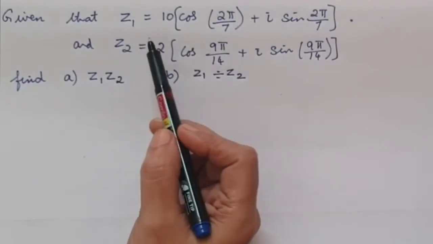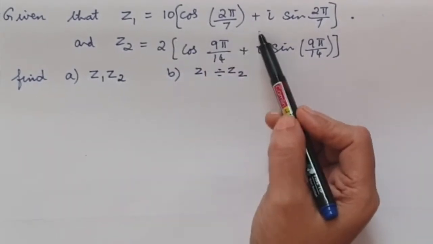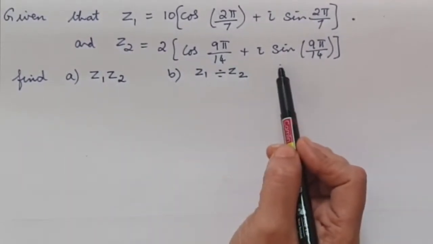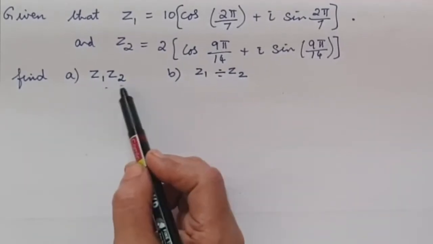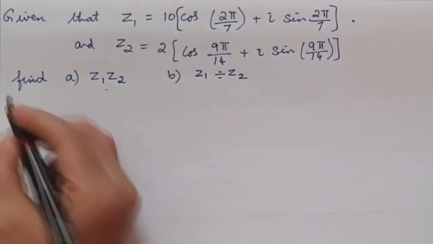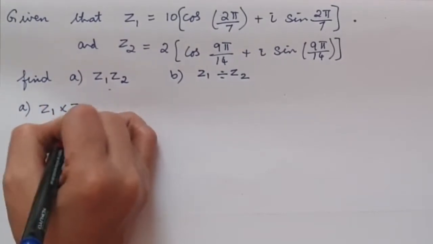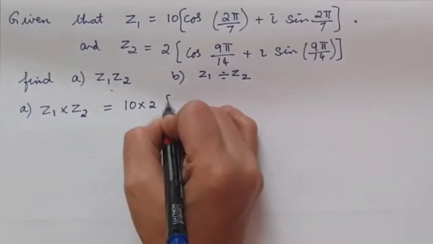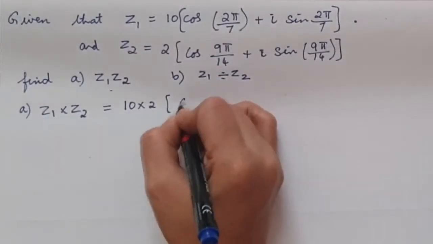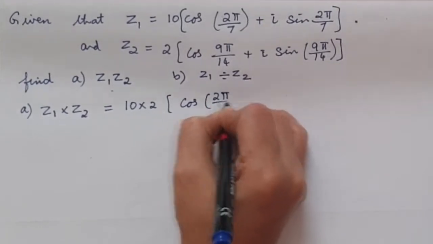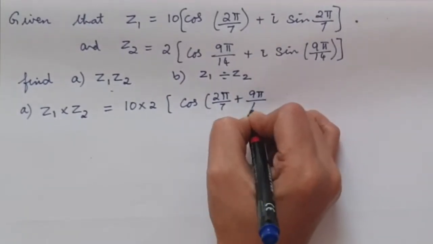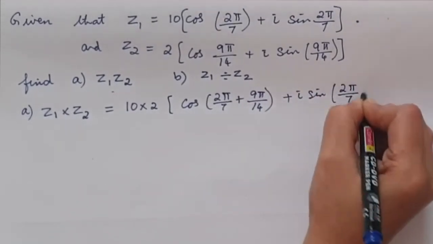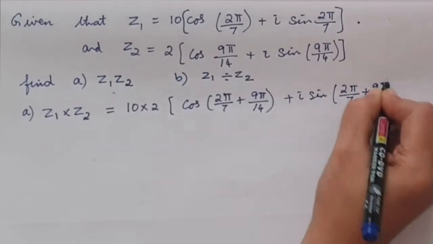The second question: given that z1 equal to 10 cos 2 pi by 7 plus i sin 2 pi by 7 and z2 equal to 2 cos 9 pi by 14 plus i sin 9 pi by 14, find z1 multiplied by z2 and z1 divided by z2. The first one, z1 multiplied by z2. We just multiply their magnitudes, so 10 into 2, and then we add the arguments for multiplication: cos of 2 pi over 7 plus 9 pi over 14 plus i sin of 2 pi over 7 plus 9 pi over 14.